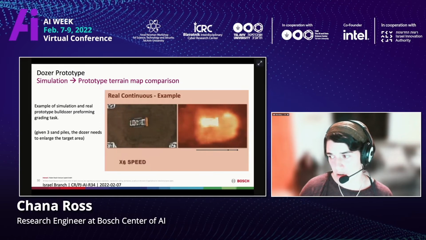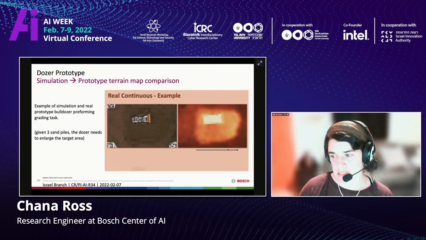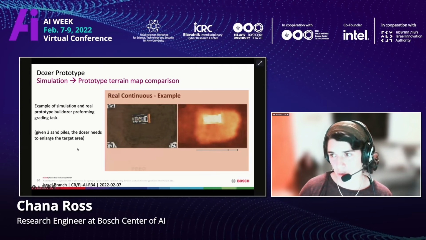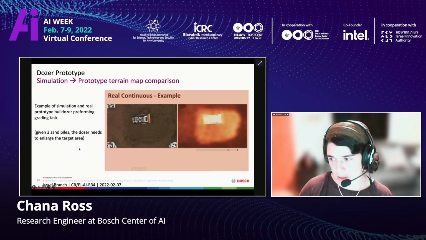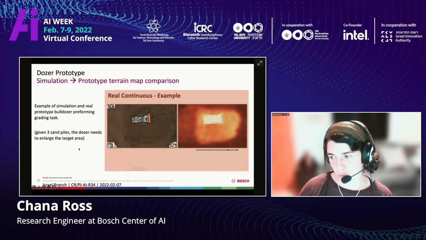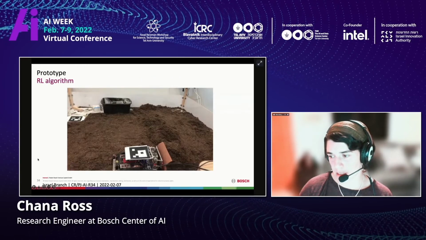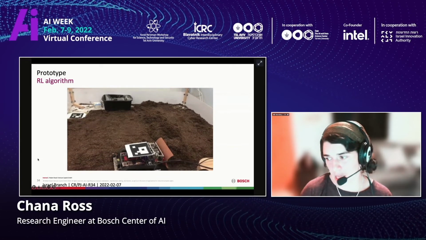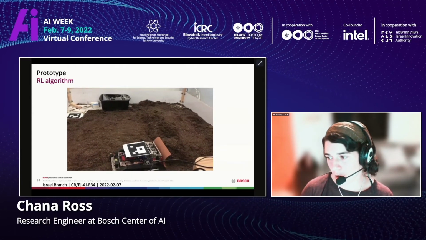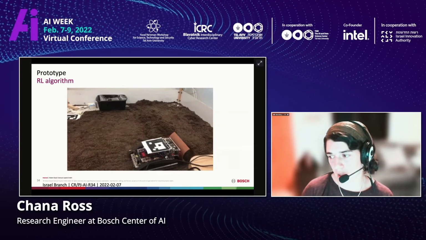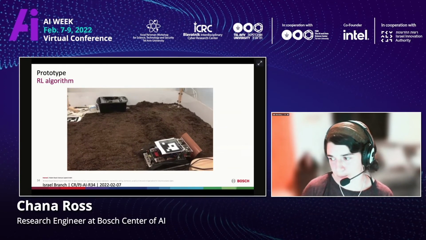train the agent. It's important to note that the simulation doesn't have to be exactly like the reality, but has to be close enough in order to actually perform the task properly and then train an agent which would work in the real world. And if we look here, we can see a real video. This is live in real time of our prototype performing the grading task using a reinforcement learning algorithm, which was trained in the simulation.